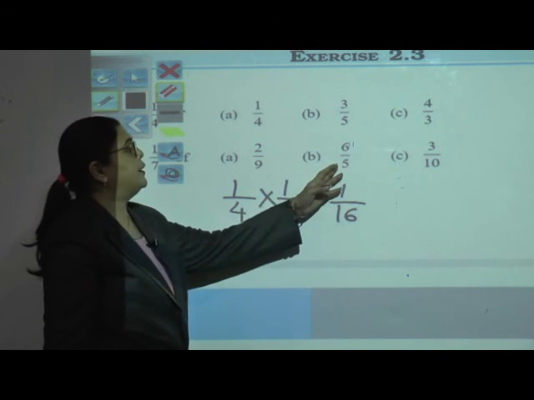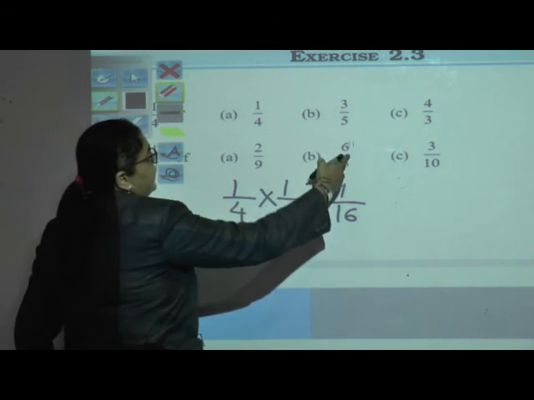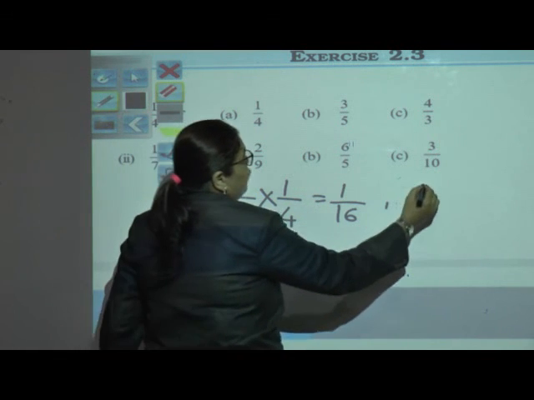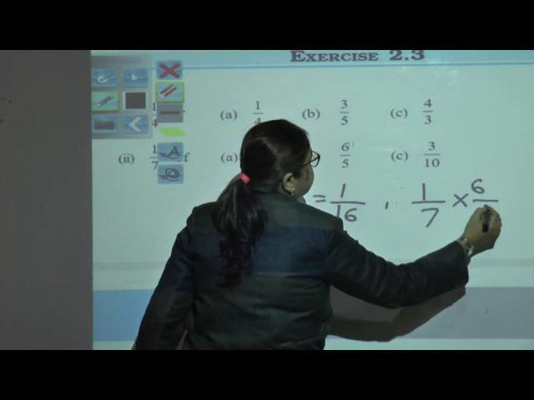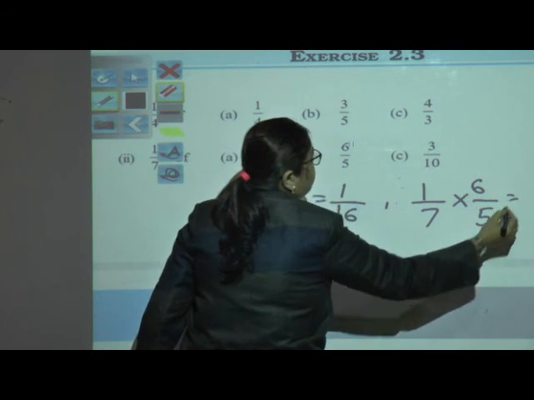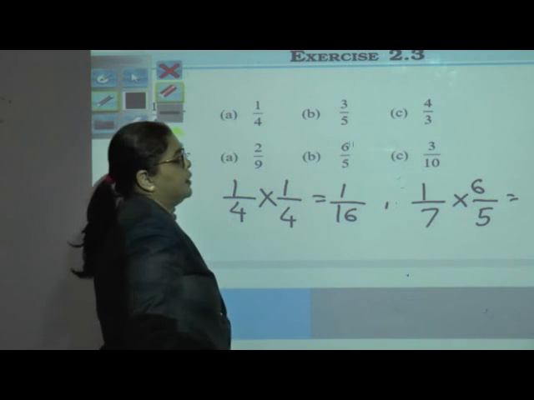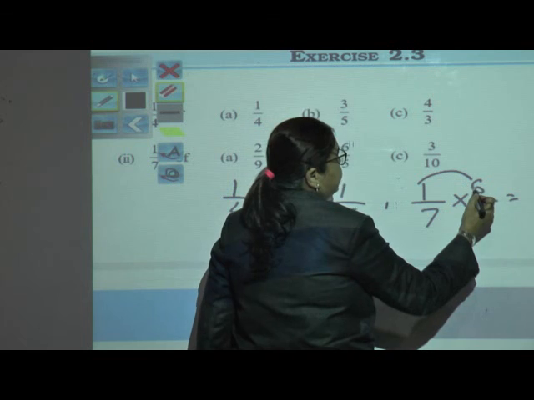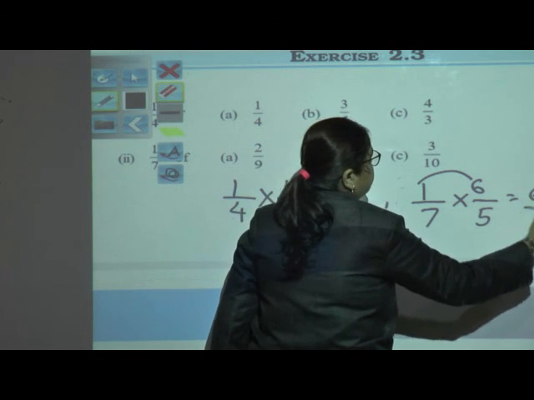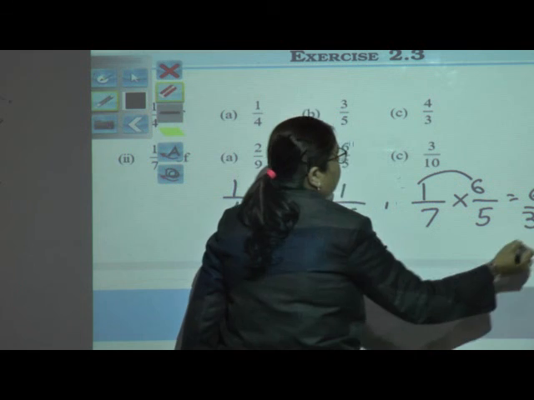We will go for another example here. 1/7 part of 6 upon 5, that is, we have to multiply 1/7 by 6 upon 5. Now, if it is possible to reduce, we can reduce, but it is not possible. So, we will do the multiplication of the numerators, that is 6 1s are 6, and 7 5s are 35. This will be our answer.